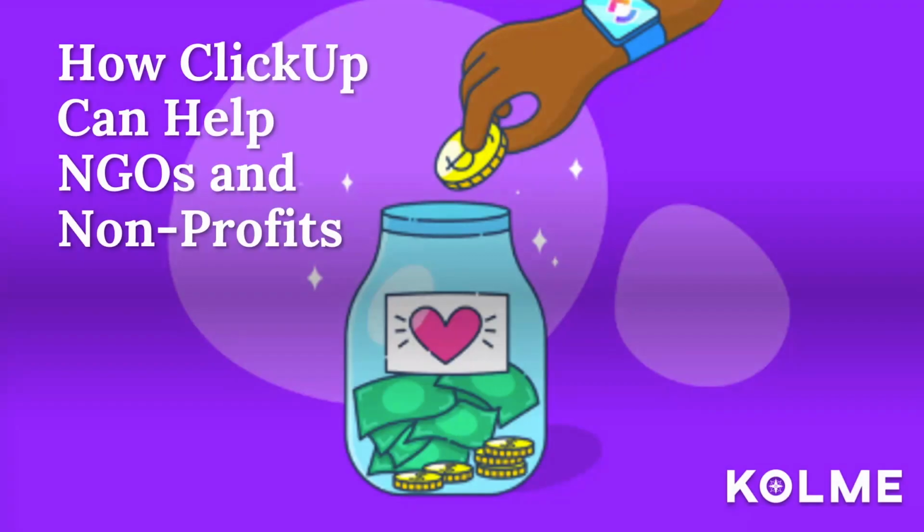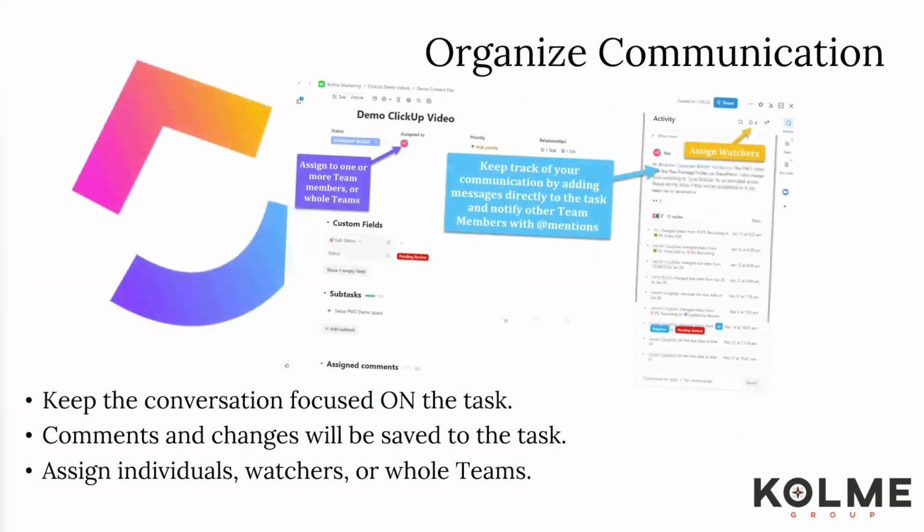ClickUp can help address these challenges, starting with organizing communication by chatting directly in tasks. This keeps track of all changes and comments for transparency. Assign tasks to teams to increase transparency and flow of information. Related documents and necessary files can be linked directly to the task to ensure understanding and aid completion of tasks.